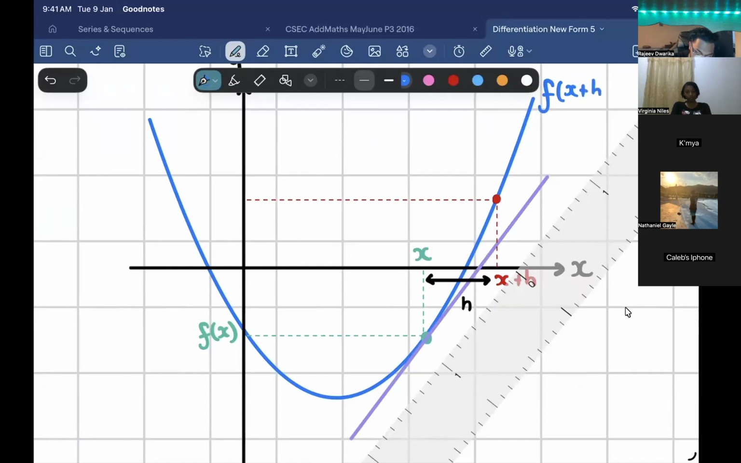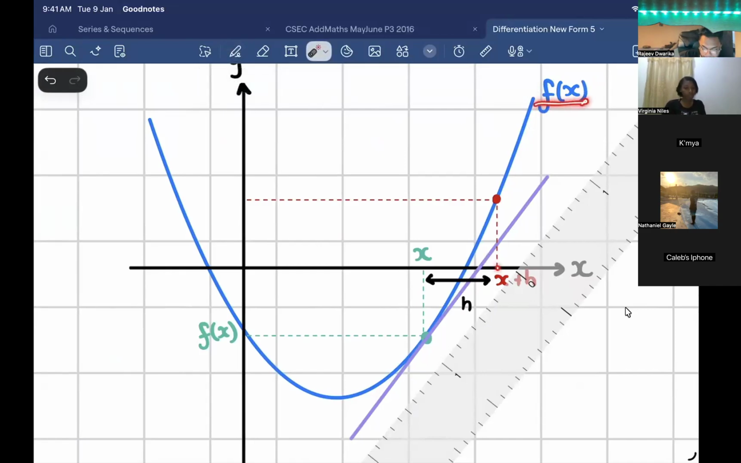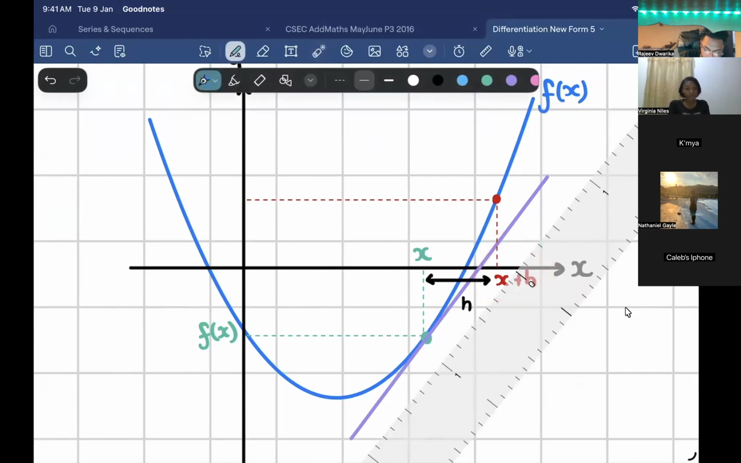So the notation will look like what? It is f of x plus h. Right. So if this is the function, whatever I have for x, I'm just going to plug it in. And so I'll say y is equal to f of x plus h. Right. I'm going to plug x plus h into the function.